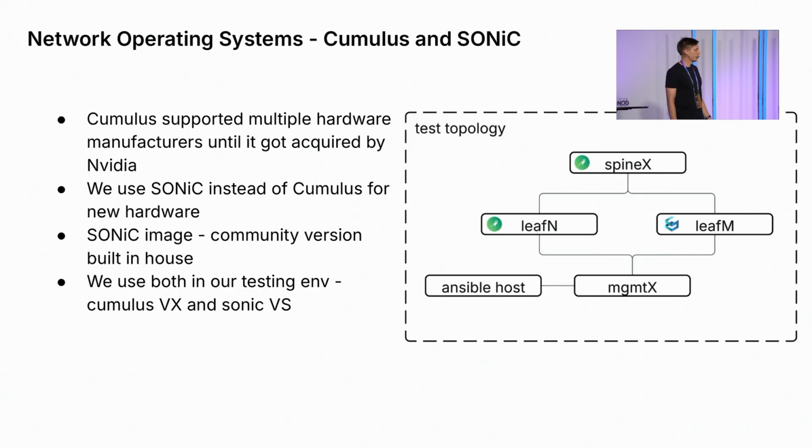Also, we use both of these operating systems in the testing environment I talked about previously. Some of the switches are Cumulus-based, some SONiC-based, and this way we make sure that we don't break anything. There are no interoperability issues, and Ansible playbooks run on both.